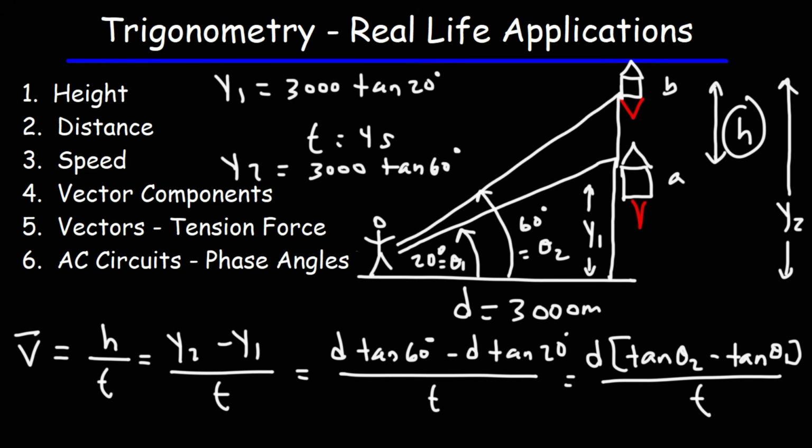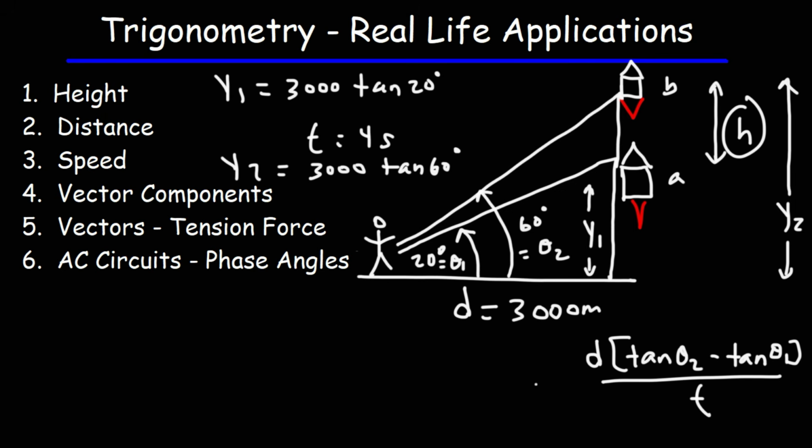So that is the generic equation that will help us to calculate the average velocity between position A and position B. All we need is the two angles, the horizontal distance between the observer and the rocket, and the time it takes to go from the first angle to the second angle. With that information, we can measure the average vertical speed of the rocket. Keep in mind, the average speed is different than the instantaneous speed.